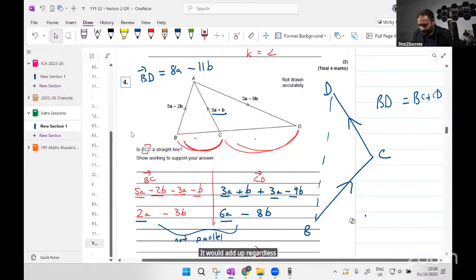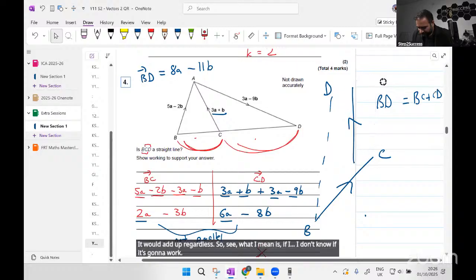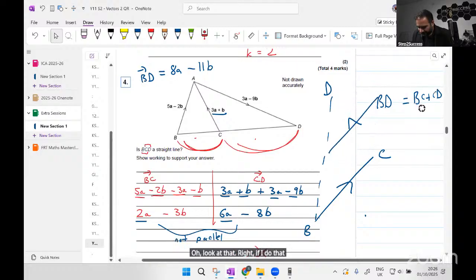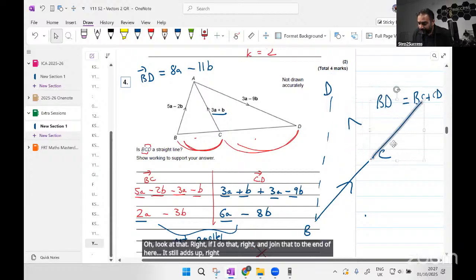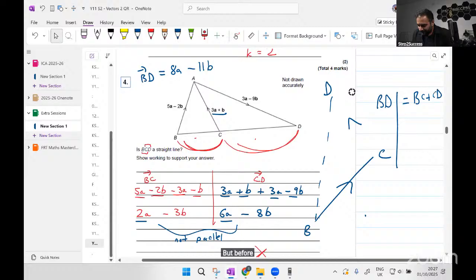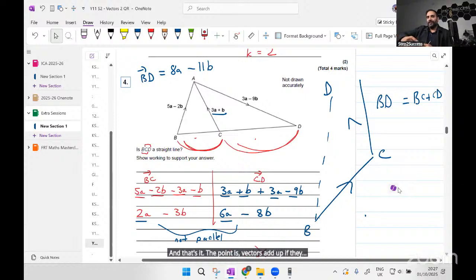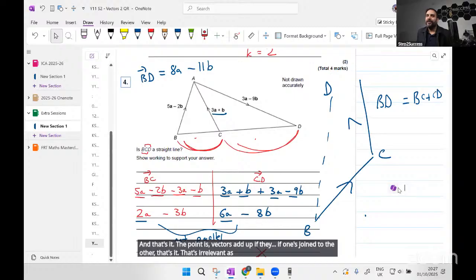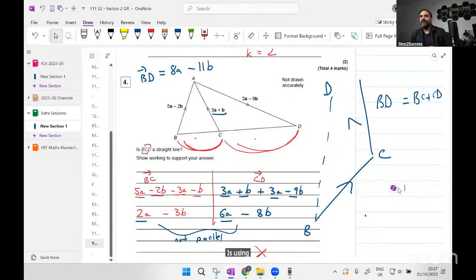So see what I mean is, I don't know if this is going to work. Oh, look at that. Right, if I do that and join that to the end of here, it still adds up, right? But now it's straight. But before it would add up and it wouldn't be straight. And that's it. The point is vectors add up if one's joined to the other. That's irrelevant as to whether it's straight or not. The only way to prove straightness is using the concept of one being a multiple of the other or not.